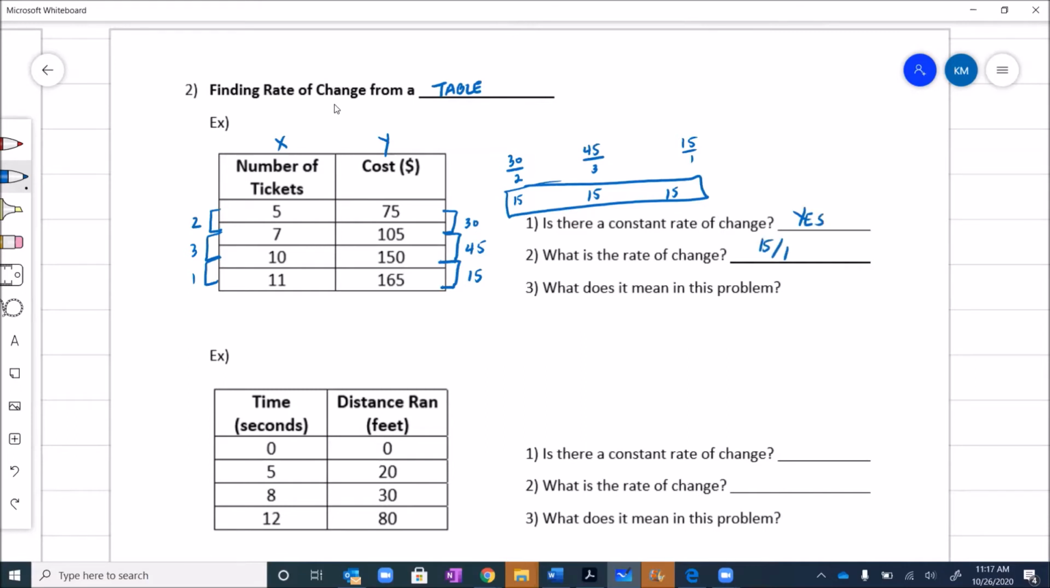What is the rate of change? 15 over 1. Well, what does that mean in this case? Now we're looking at our labels and making sure that we're assigning those correctly. It means it costs $15 per ticket. I'll just say one ticket because that's what it is here. Each ticket costs $15. That's what our rate of change means.